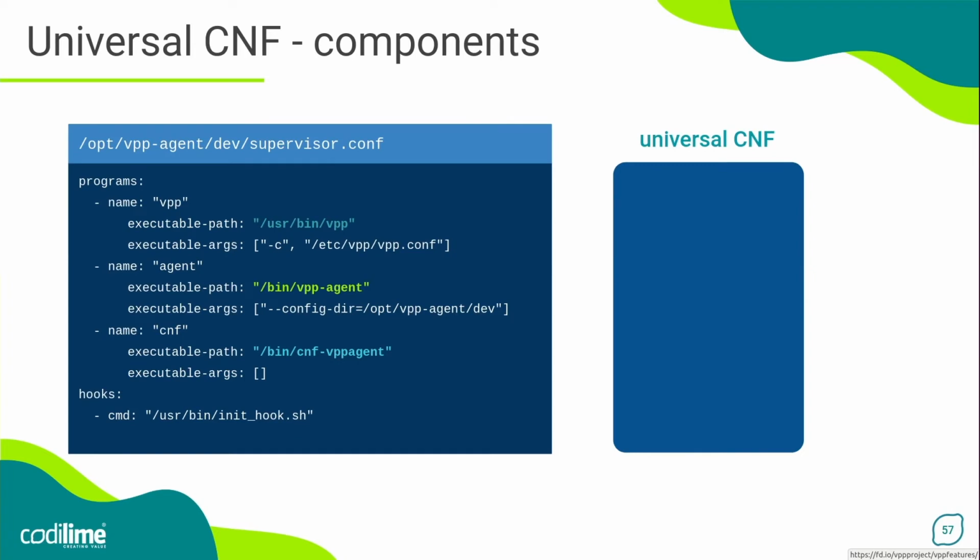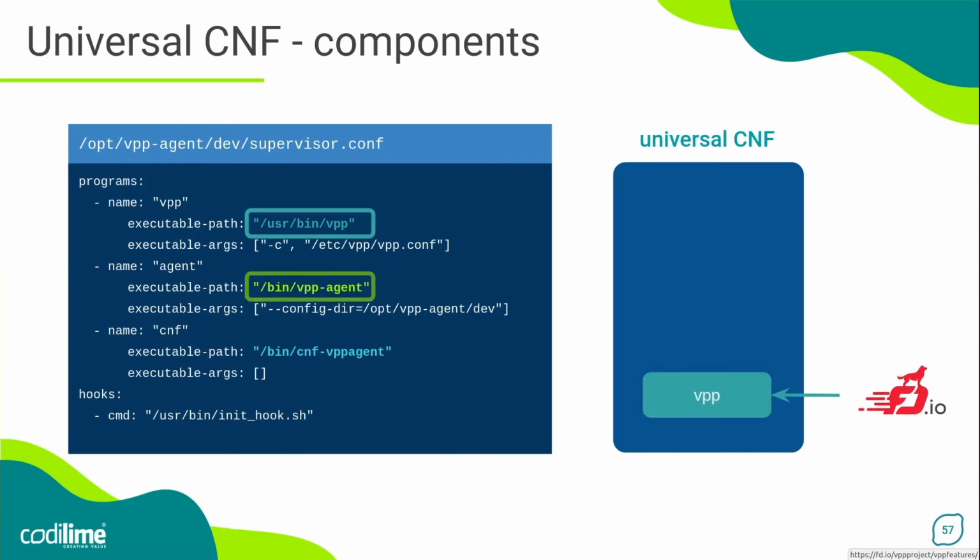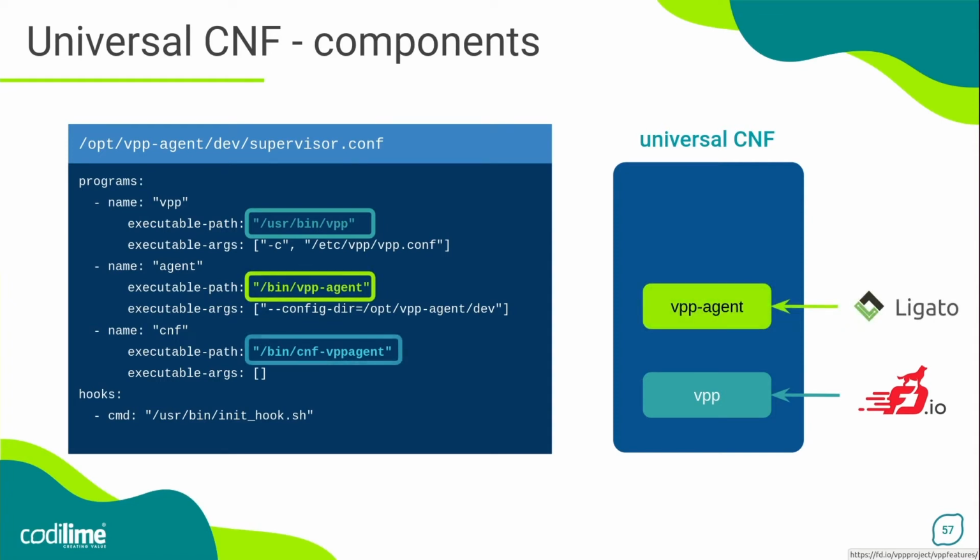UCNF has three main functional components. Its data plane is primarily VPP from the FD.io project. Next, we have the Ligato VPP agent. And finally, we have a binary named CNF VPP agent. It is all delivered together as a Docker image.